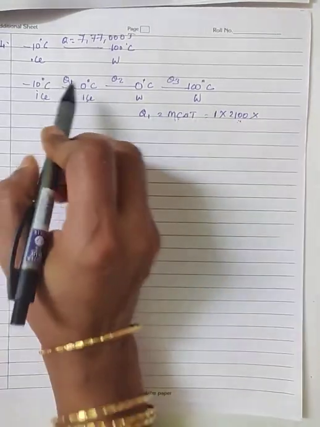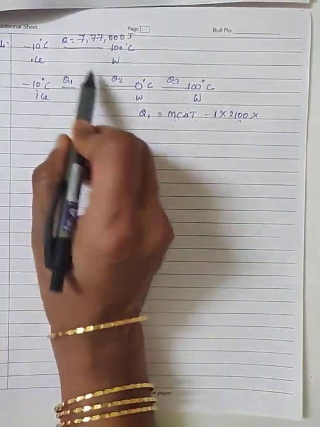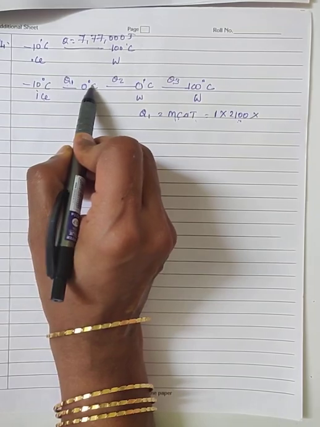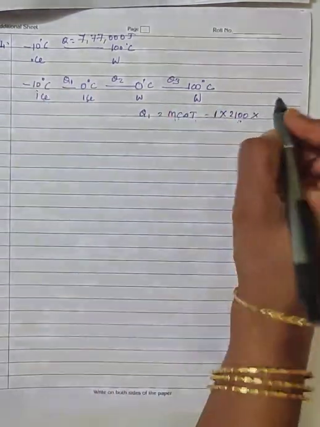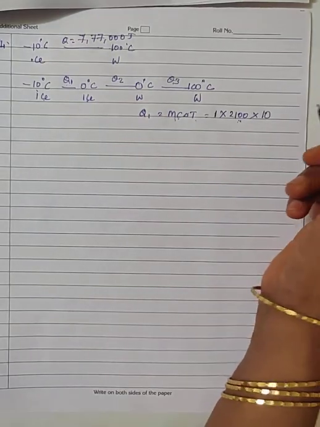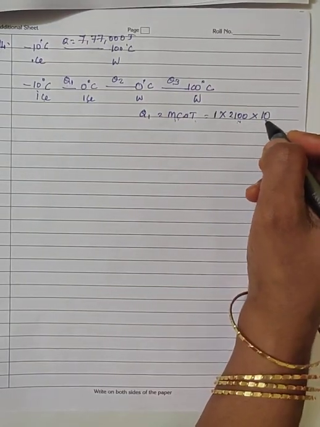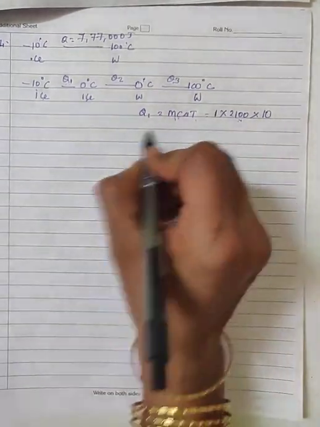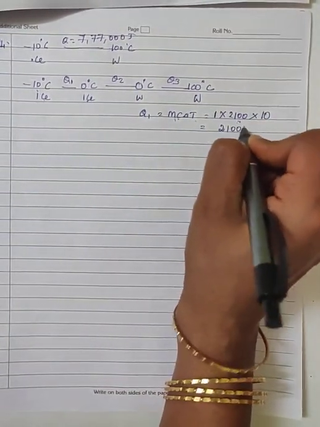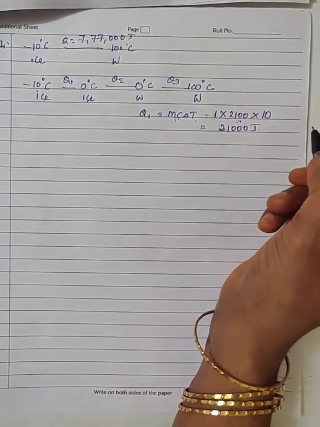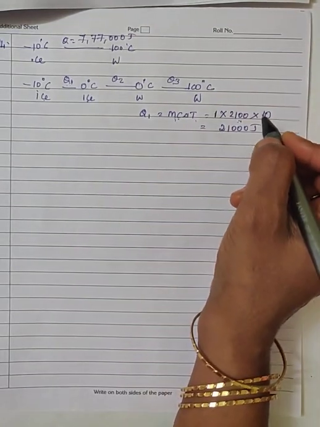Then for delta T, again go to the equation. There is a rise in temperature. That means final temperature minus initial temperature. 0 minus of minus 10, which is equal to 10. So 1 into 2100 into 10 which is equal to 21,000 joule. This is the quantity of heat energy absorbed in the first process.